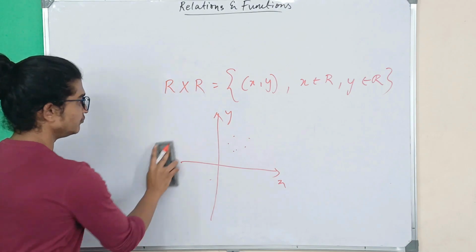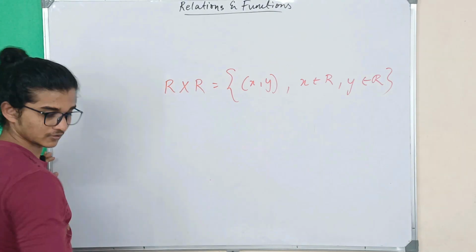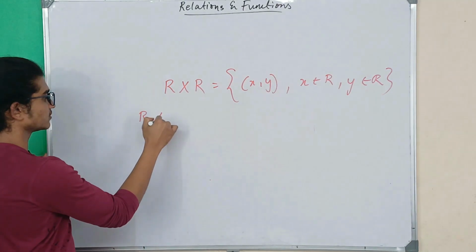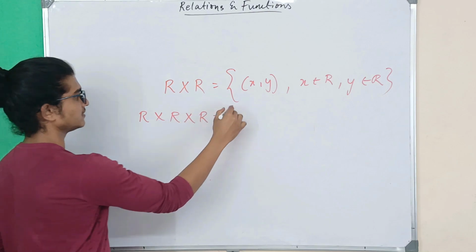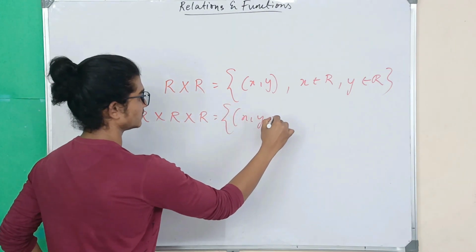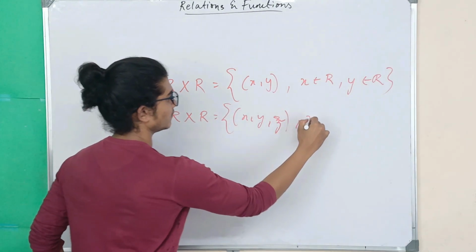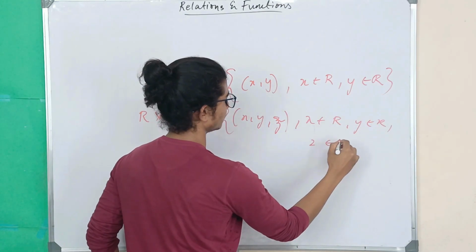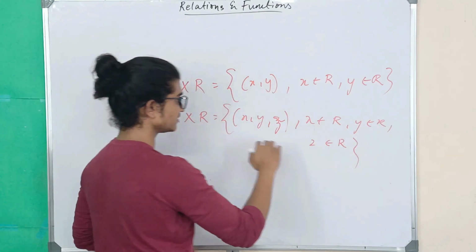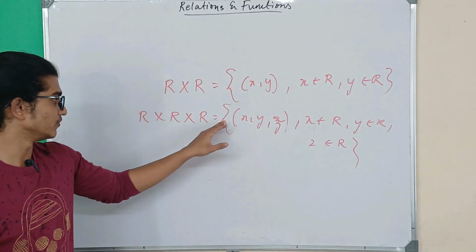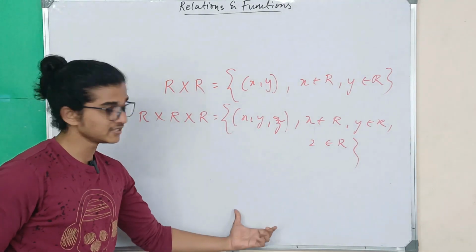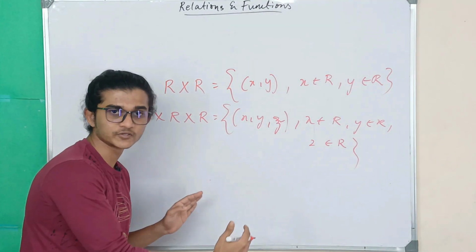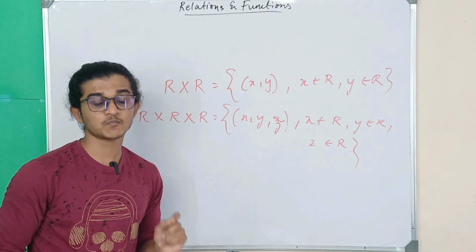And the next thing is, if you do R cross R cross R, which is basically x comma y comma z, where x belongs to R, y belongs to R, and z also belongs to R, this is basically all the points in space. What are the possible outcomes you get? Every single outcome represents a point in space.